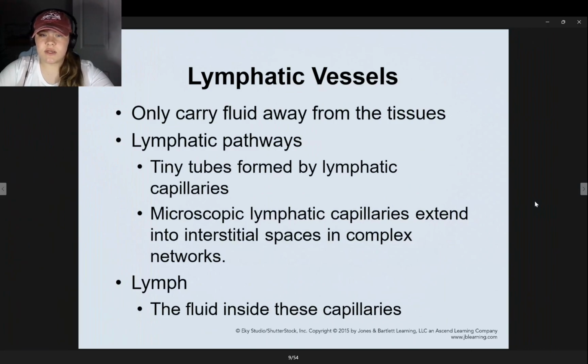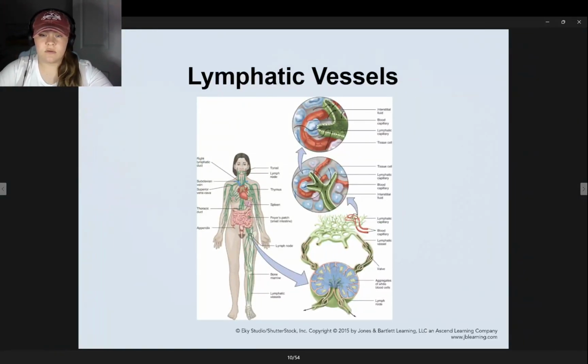Lymphatic vessels only carry fluid away from the tissues. The pathways are tiny tubes formed by the lymphatic capillaries, as we have talked about before. Microscopic lymphatic capillaries extend into interstitial spaces in complex networks. The lymph is the fluid inside the capillaries. And this is another diagram.